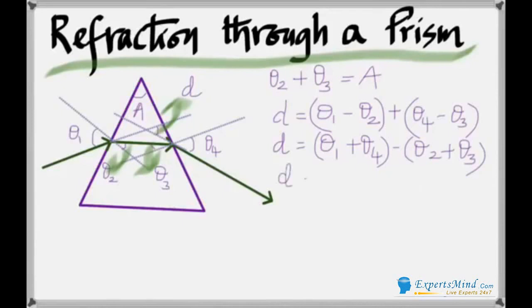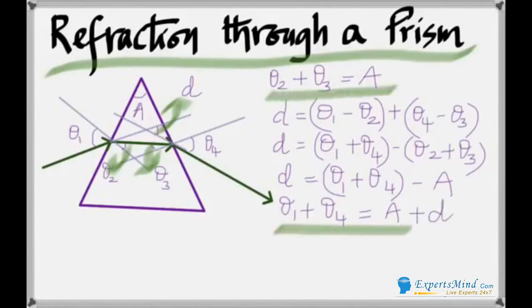So I can write D is theta 1 plus theta 4 minus A. And then bring the negative A to the other side. It becomes A plus D is equal to theta 1 plus theta 4. Very important equation. Underline both those equations. They are very important. You're going to be asked to solve problems.